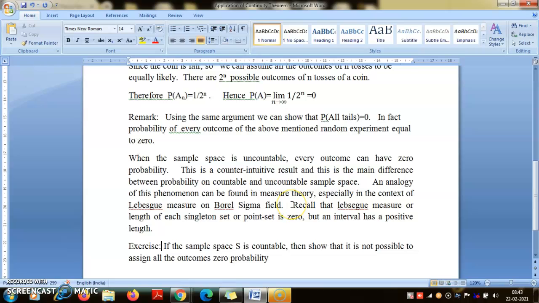Now this is the main distinction between a countable sample space and an uncountable sample space. In a countable sample space, as this exercise suggests, it is not possible to assign 0 probability to all the outcomes, but in an uncountable sample space it is possible that all outcomes can be given 0 probability, and therefore events which contain finitely many elements will also have 0 probability. That is possible, but uncountable sets can have positive probability. So this is the main difference. Probability on countable sets is called discrete probability, so this is the main difference between discrete probability and general probability.